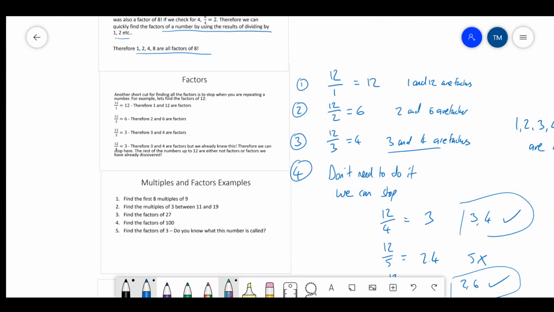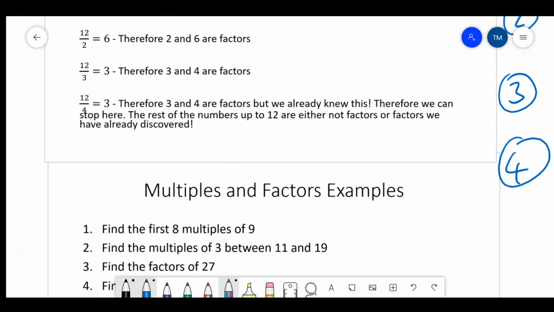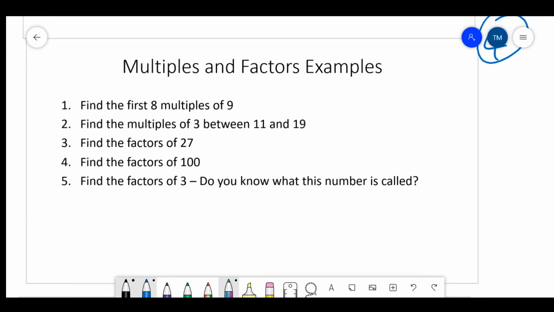So that is all for factors. That is all you need to know. So let's try some examples. If you can, pause the video and see if you can give these a go. Otherwise, I will go through them. Okay, hopefully you paused the video and had a go at these. So let's have a look.